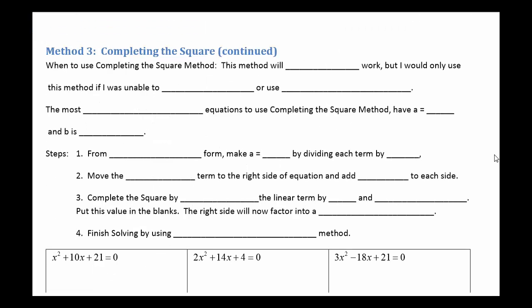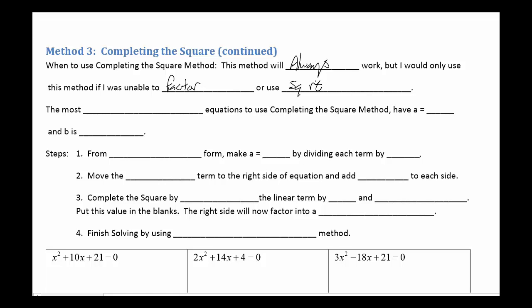Okay, now going back to some guidelines and expectations for when to use the square root method. This method is actually always going to work, but as you'll see, it's a little bit more work than some of the other methods. So I would honestly only use this if I was unable to use the factor method or the square root method. If I couldn't get those two methods to work out, maybe I would come back to this one.